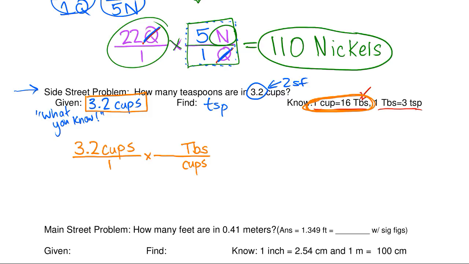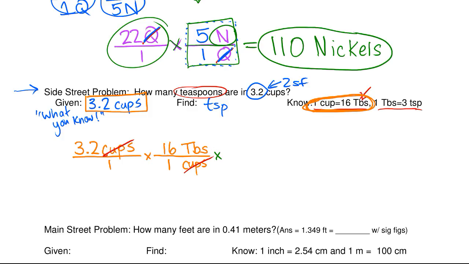And how are they equivalent to each other according to this? 1 cup is 16 tablespoons. So 1 cup is 16 tablespoons. As of this moment, cups have canceled out, and I'm in tablespoons. If I were to stop right now and did 3.2 times 16, I would find out how many tablespoons are in 3.2 cups. But the question is asking for teaspoons. So I need to go a little bit farther.